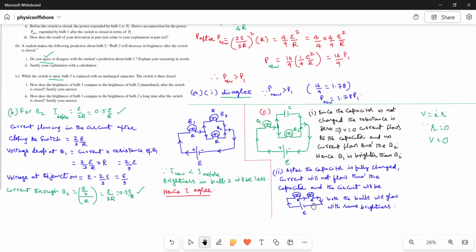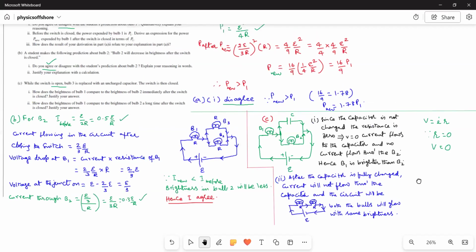Agree? So after a long time, the switch is closed. After closing the switch, the capacitor starts charging, and after a long time, the capacitor gets fully charged. Once the capacitor is fully charged, it acts like an open switch. So the entire current flows through the bulbs B1 and B2, and both will glow because they are in series with each other. They glow with the same brightness. That is the answer for this question.